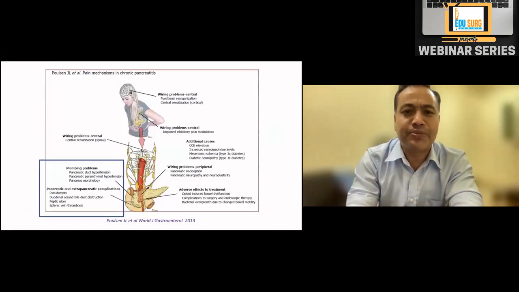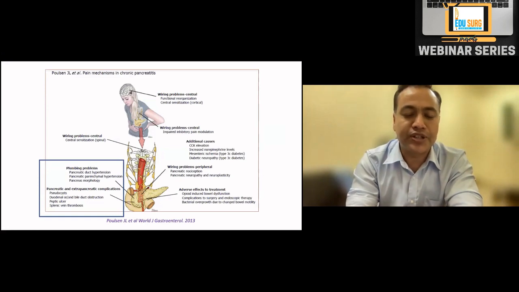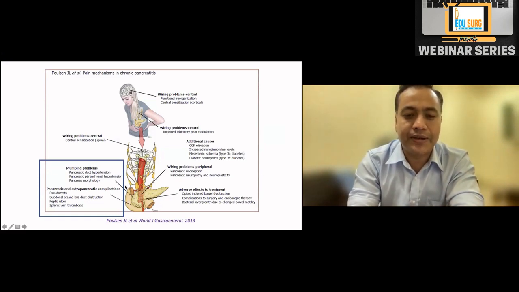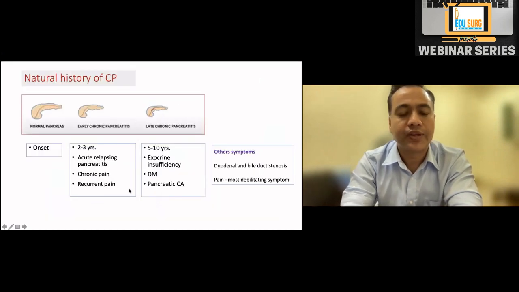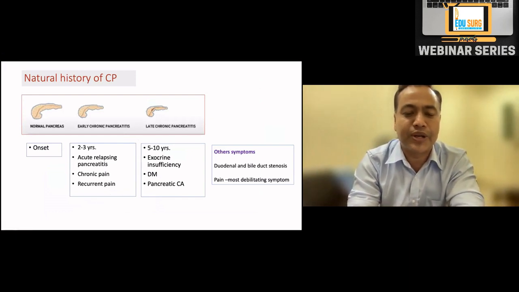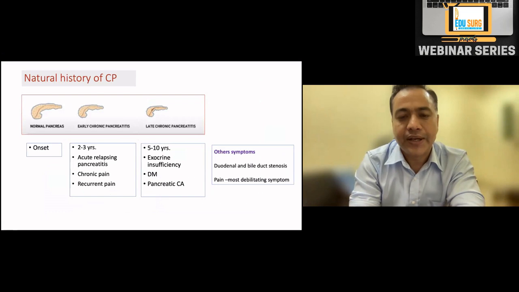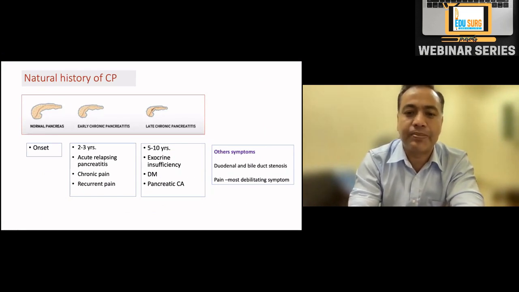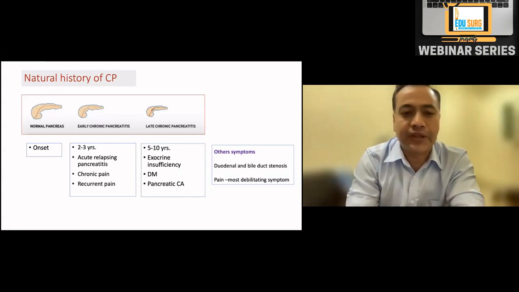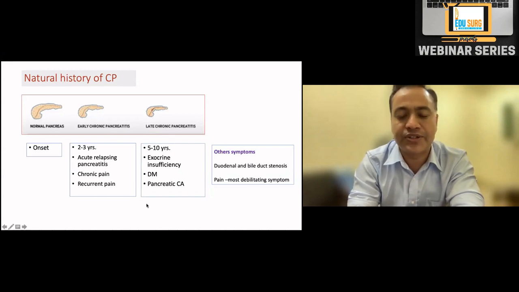When you see the pain mechanism in patients with chronic pancreatitis, most of our treatment regimes, endoscopic or surgical, are mostly focused on treating the problems at the pancreas level. After the disease onset, the first 2 to 3 years is what we call early chronic pancreatitis, where the patient might present with chronic continuous pain or recurrent pain, or sometimes acute relapsing pancreatitis. Then over the due course of time, the patient will go on to develop other complications. So whatever treatment we offer in early chronic pancreatitis is to treat all these symptoms, as well as to prevent the development of further complications.